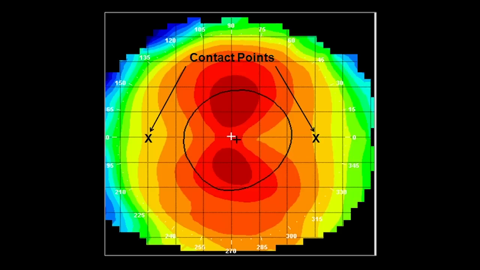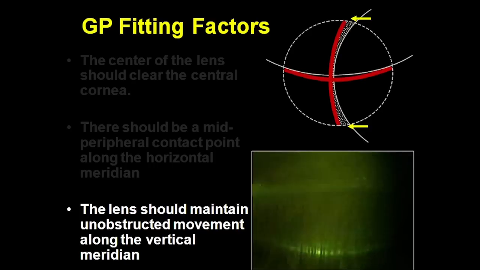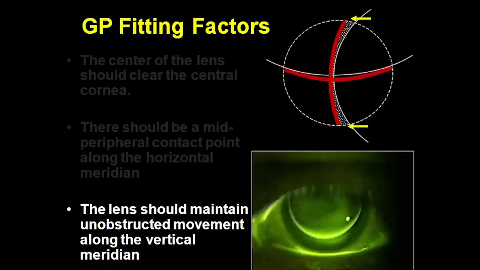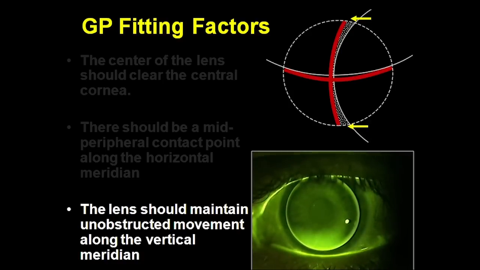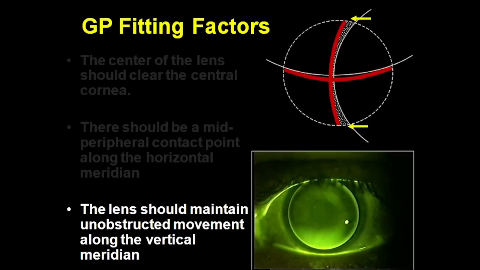Again, it certainly can be done using the flat K on central keratometry, just a little bit more accurate when you have peripheral topography to work with. Now the final GP fitting factor that I want you to consider is that the lens should maintain unobstructed movement along the vertical meridian. It's what we call unobstructed vertical movement, basically. And it just means that the lens is not impinging along the vertical axis of the eye.